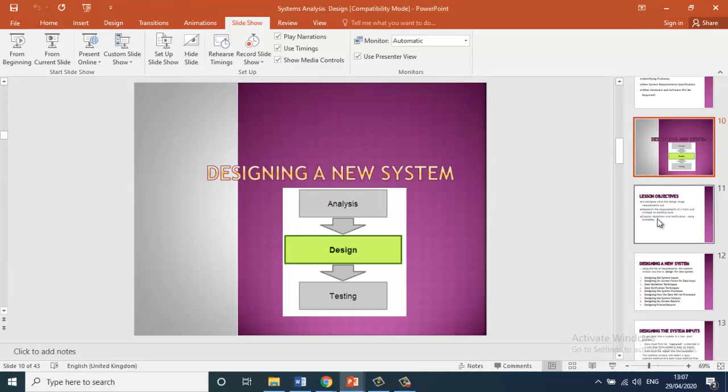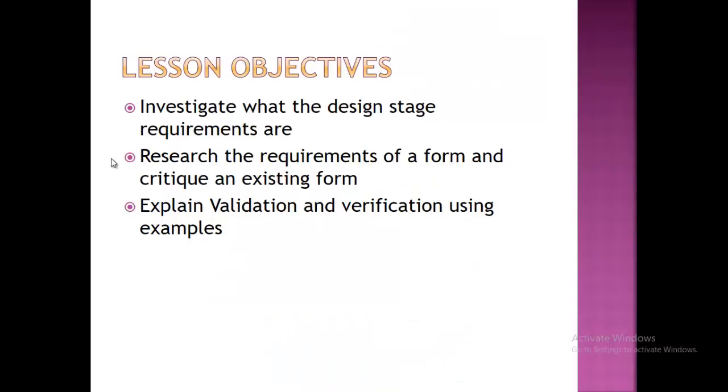Okay, so today we're going to look at the lesson objectives: to investigate the design stage requirements, research the requirements of a form and critique an existing form. Okay, and we're going to explain validation and verification rules using examples. Okay, so the design stage, the first thing you really have to concentrate on is the inputs, the processing, and the outputs.